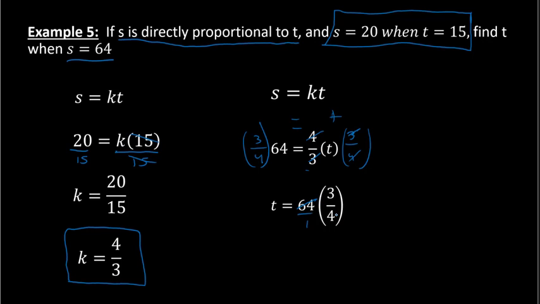So I can multiply those together, and 64 over 1 is the same thing. The 64 divides with 4, and that's going to give me 16 and 1. So I have 16 times 3 on the top, and 1 times 1 on the bottom. So 16 times 3 would give me 48. So my solution, my final answer, is that t equals 48. And that's what I was trying to find. I was trying to find t.